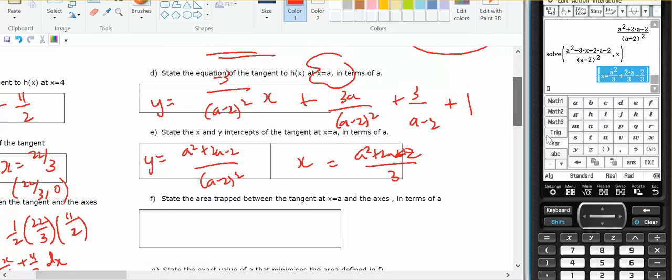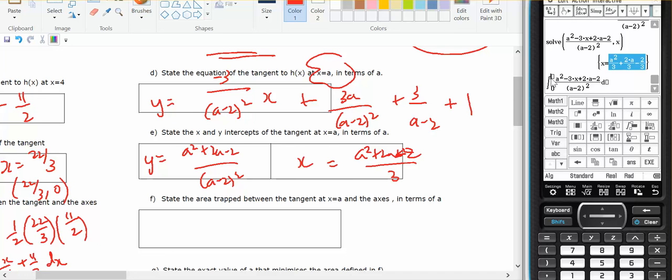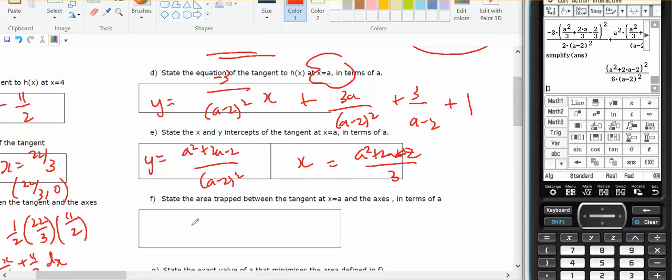Find the area trapped. Well, what I'm going to do is take my equation, the tangent, trapped between the tangent and the axes. That's okay, and I'm going to integrate. I'm going to go from 0 to the x-intercept, and this is my x-intercept. And that gives me that, and if I simplify, that gives me a nicer one. So the area equals (a squared plus 2a minus 2) squared over 6 times (a minus 2) squared.